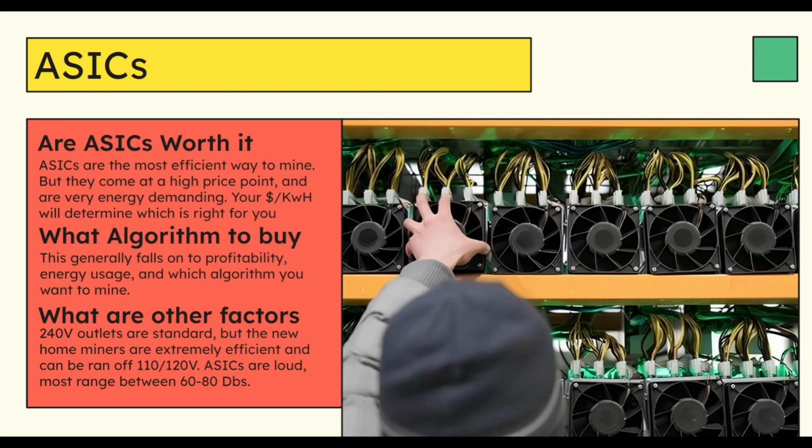Now, this does come with risks as they are very specific to one algorithm. If that algorithm dies, for instance, like when XMR forked out of Cryptonight into a new version of Cryptonight, they essentially rendered all ASICs completely useless. They were paperweights. So any money you put into it, poof, gone.